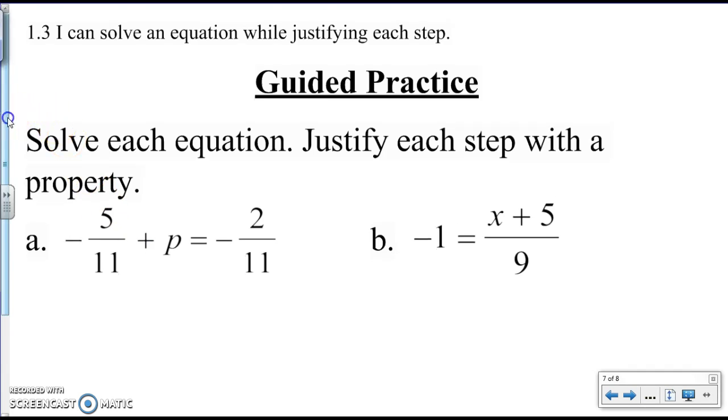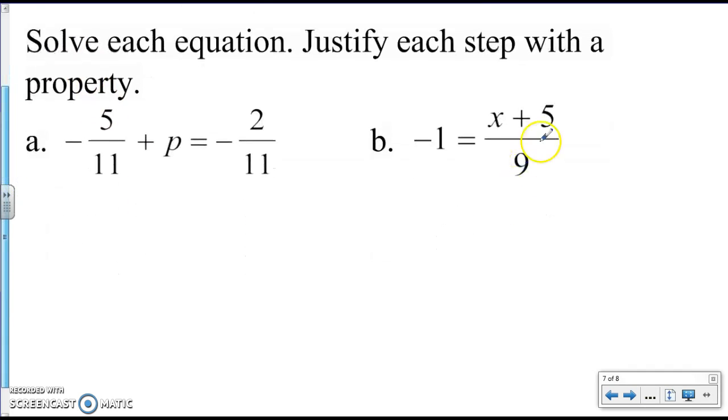Okay, there are 2 more problems for you to try. A hint for B. Notice I tell you to do the one that's furthest away. You want to leave this where it's at. Don't do anything with that x plus 5 until you multiply by 9 on both sides so that those cancel. Just a hint to help you out.